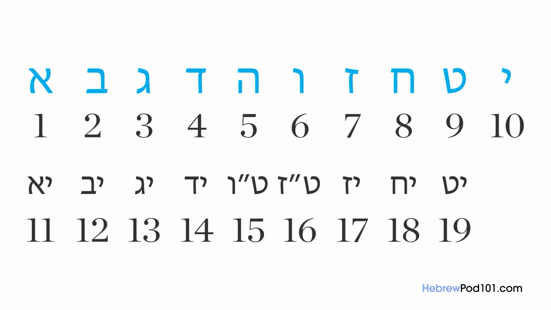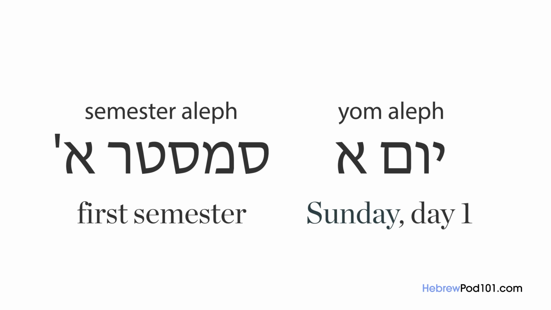You can find the first 10 letters used as numbers in many day-to-day contexts. For instance, Sunday is often referred to as Yom Aleph, or Day 1. The first semester in university is called Semester Aleph.